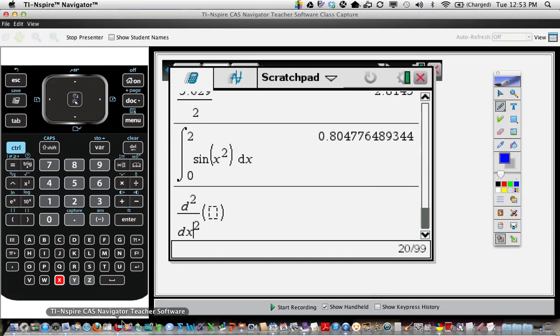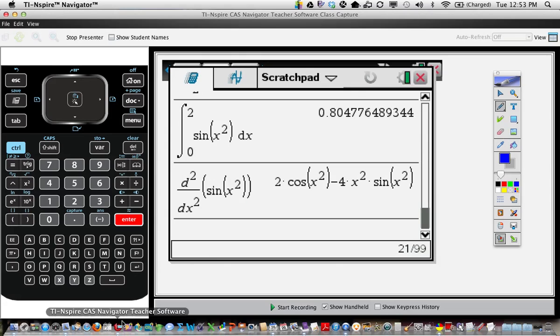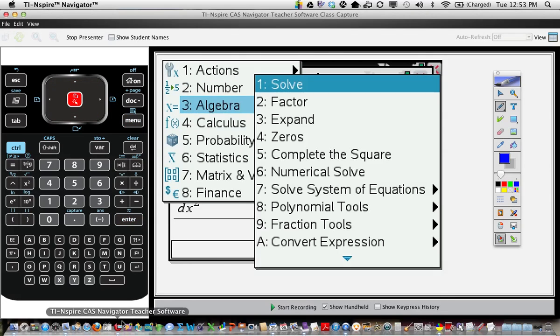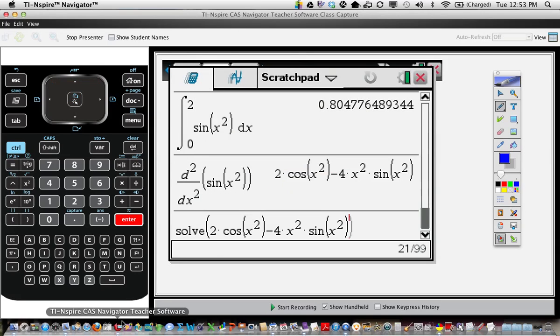Second derivative. Put an x in there, and sine of x squared, right? We'll do the second derivative of this function, sine of x squared. There it is. And then we want to do what with that? Hit enter. Now we want to solve that. So let's do a solve. Equals 0, comma x. Go outside of it. Let's do a vertical bar because we only want to look where? 0 to 2. We only care about 0 to 2. That's the vertical bar you want.